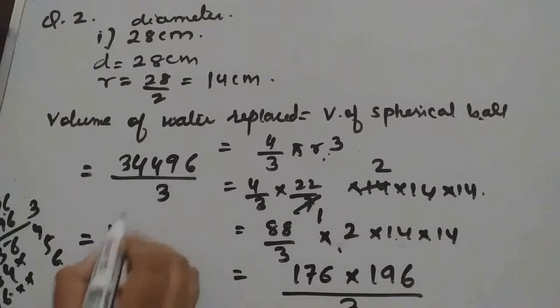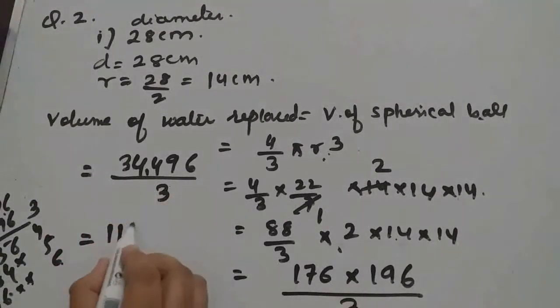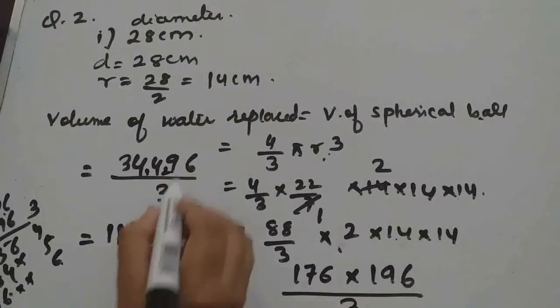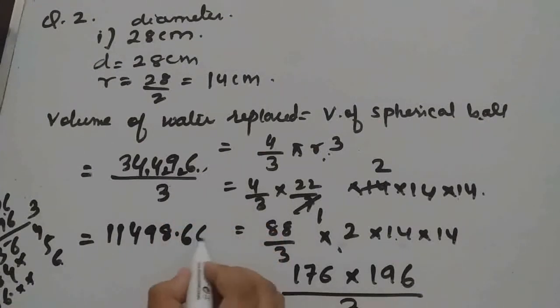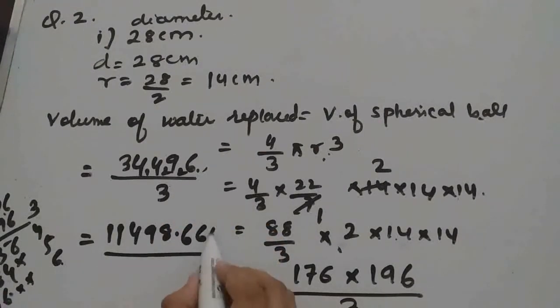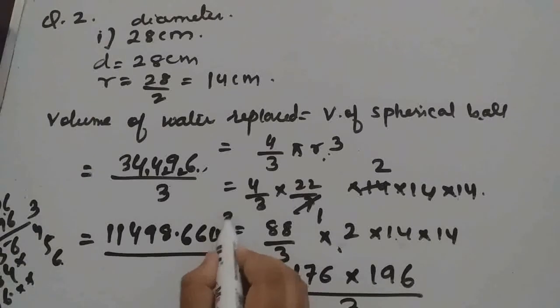So 3 ones are 3, 3 4s are 12, 3 9s are 27, 3 8s are 24, 2 will remain, 3 6s are 18, again 2 will remain. So this will continue. So we can write the unit as centimeter cube.